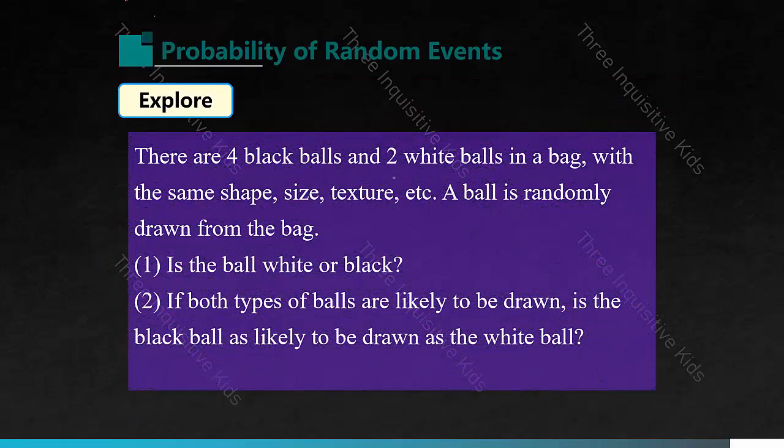There are 4 black balls and 2 white balls in a bag with the same shape, size, texture, etc. A ball is randomly drawn from the bag. Is the ball white or black? If both types of balls are likely to be drawn, is a black ball as likely to be drawn as a white ball? So the randomly drawn ball could be white or black. But the probability of drawing a black ball is greater because they put in more black balls than white balls.